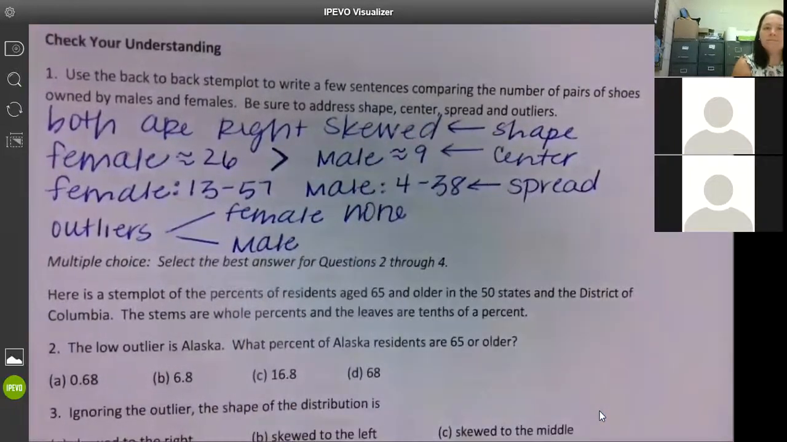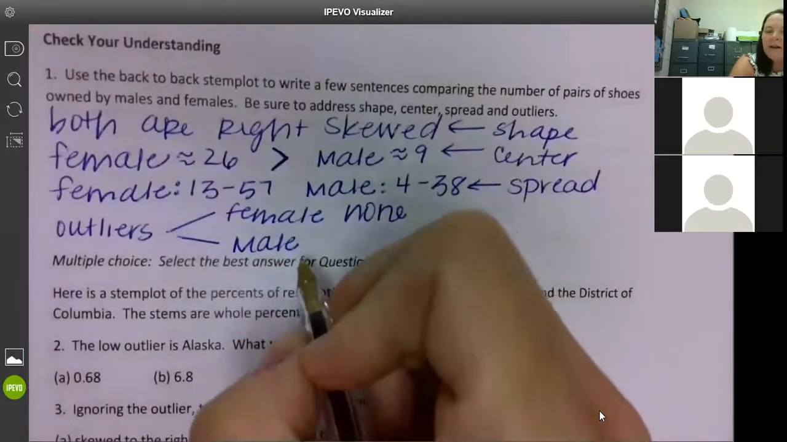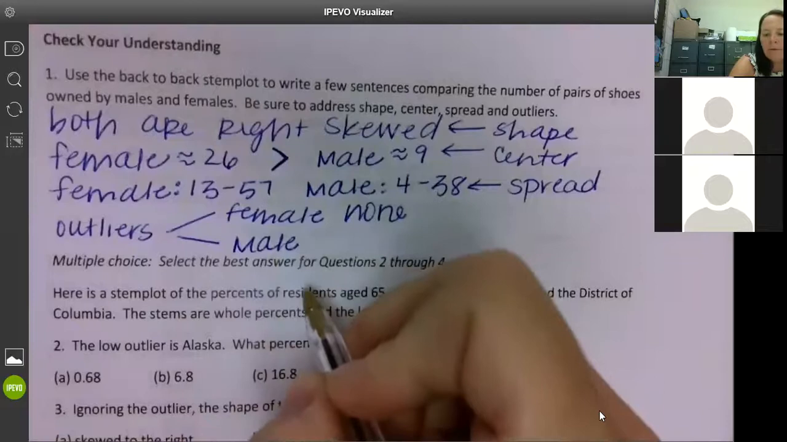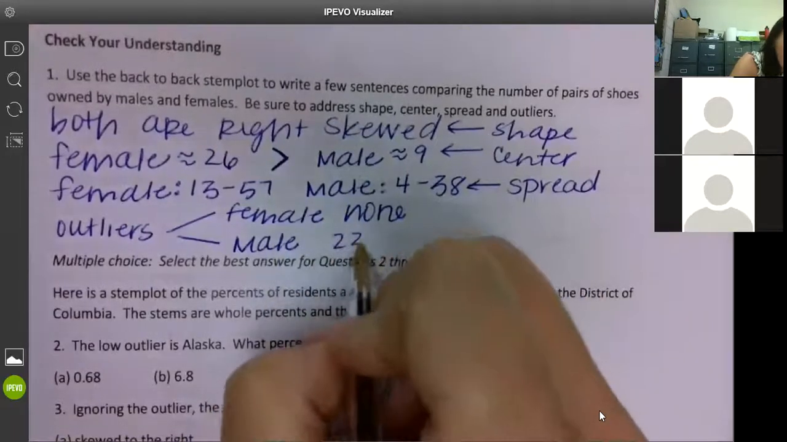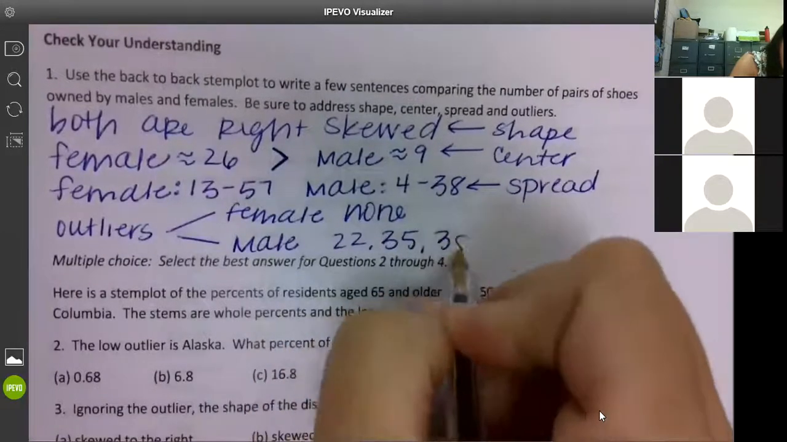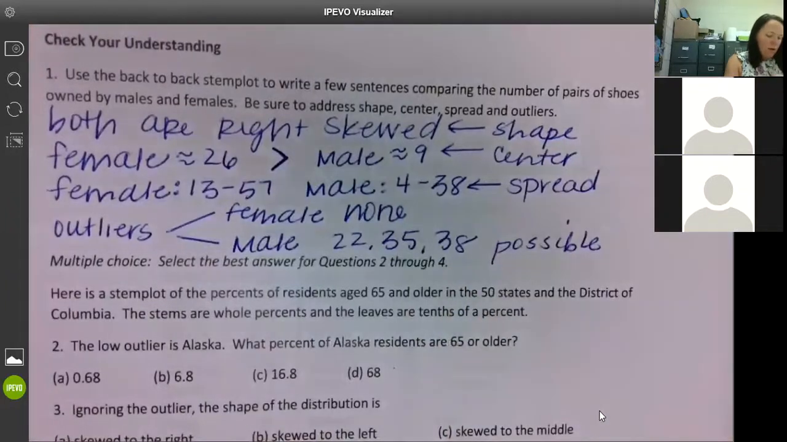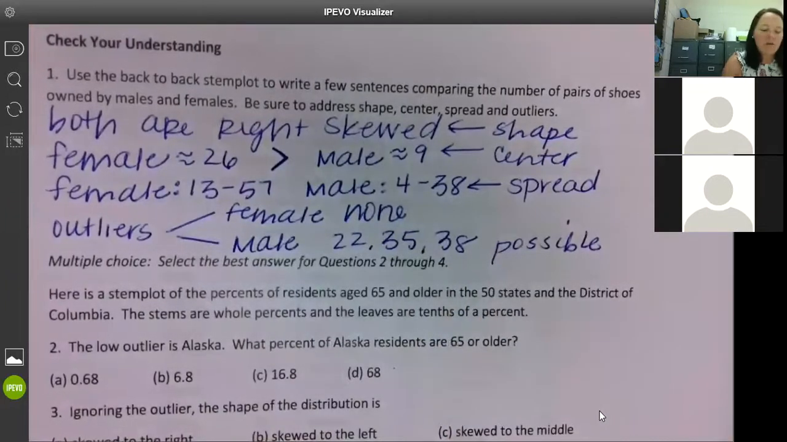You are correct. 35 and 38, possibly. Does anybody disagree with that or want to add more? I would add 22. Okay. What do we write to make sure that we don't screw it up? Possible. Yeah, they are possible. So 22 could be a possible one. We don't quite know yet how to figure that out, but we will, and then we can say that it absolutely is. But I would always just write possible outliers at 22, 35, and 38.